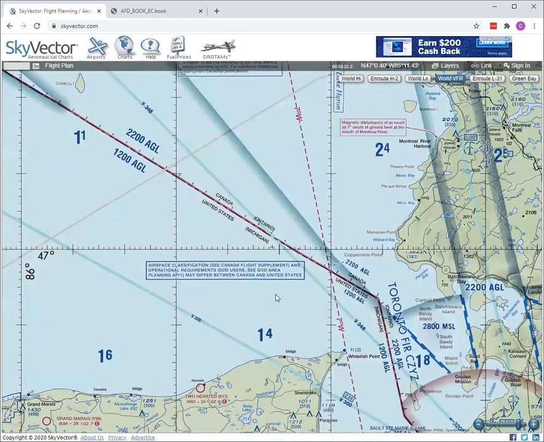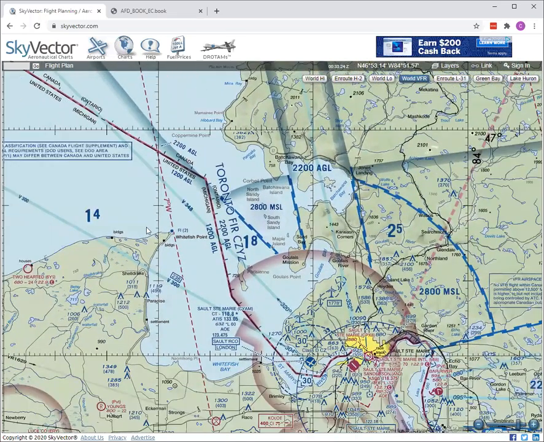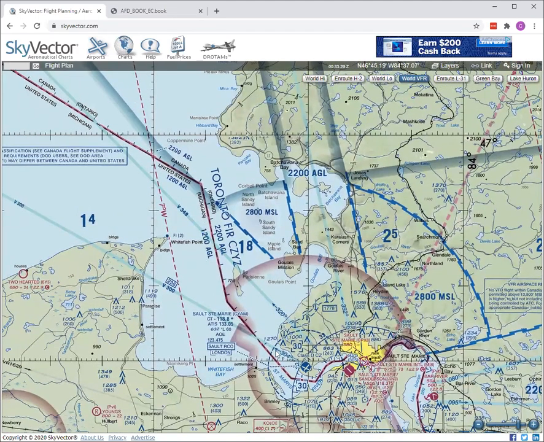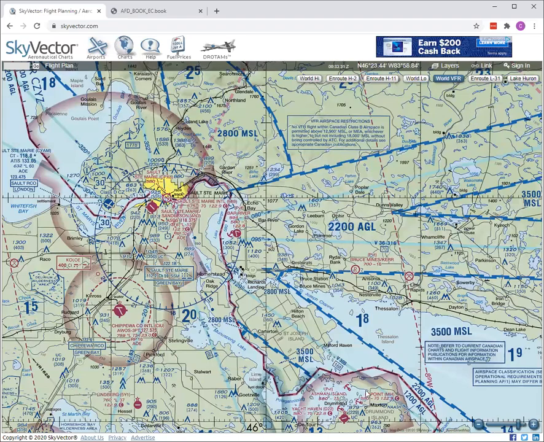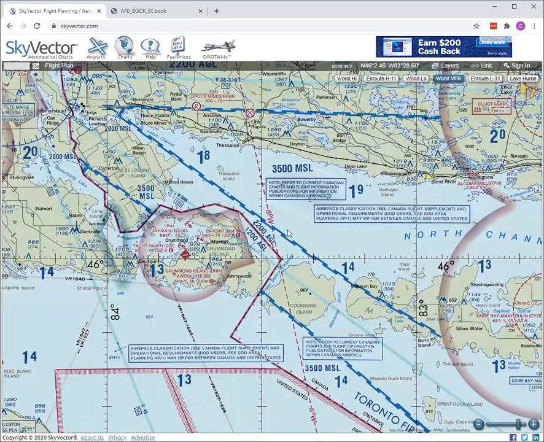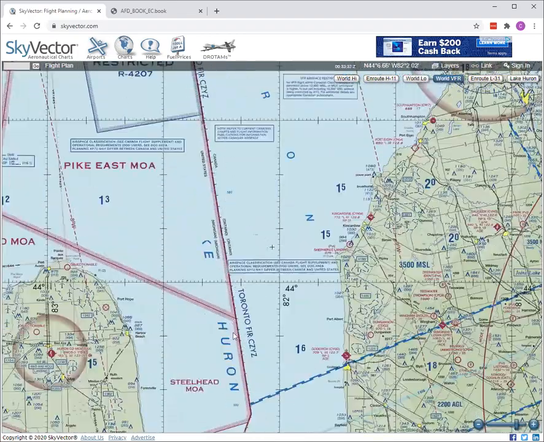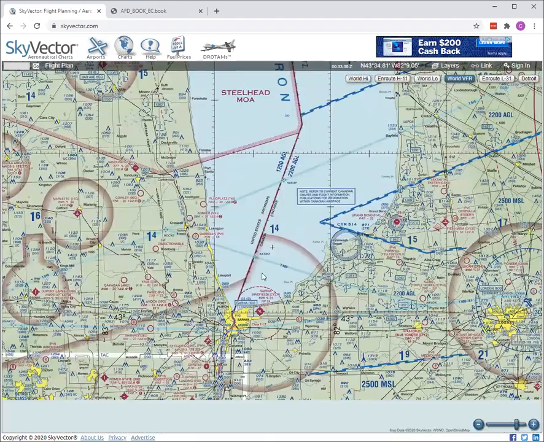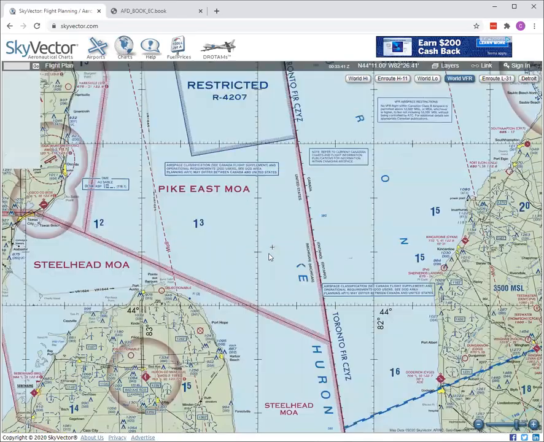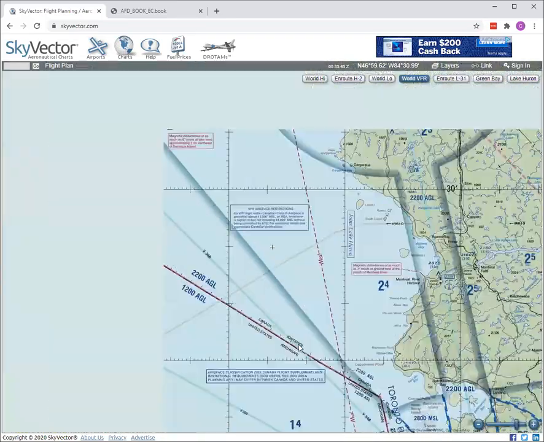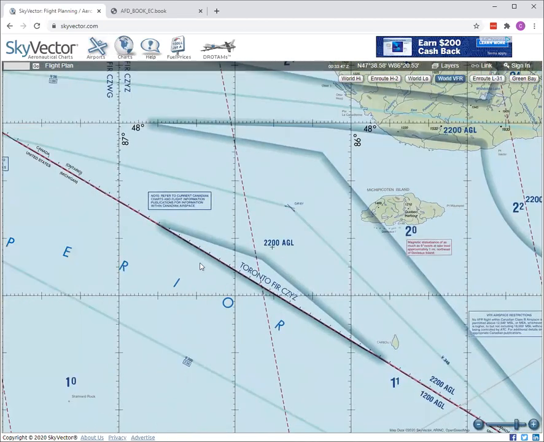All right, so here we can see the border of Michigan and Canada. It goes all the way down here, and it follows the border. When you're flying around the border, even though it's not marked as an ADIZ, you're required to have a DVFR flight plan. So to cross that border, you have to have a DVFR flight plan.